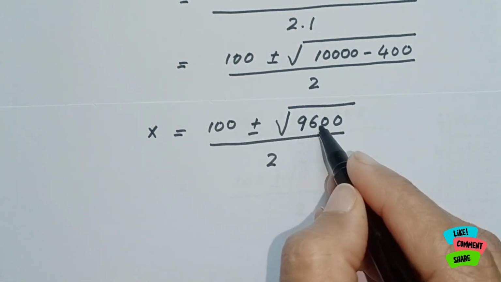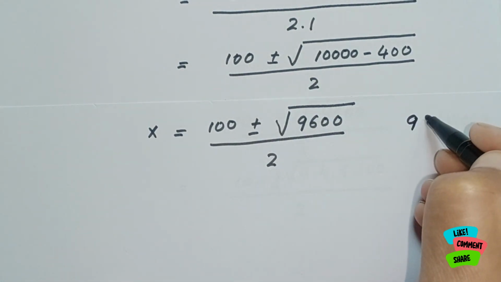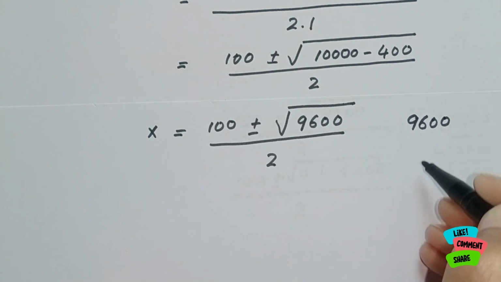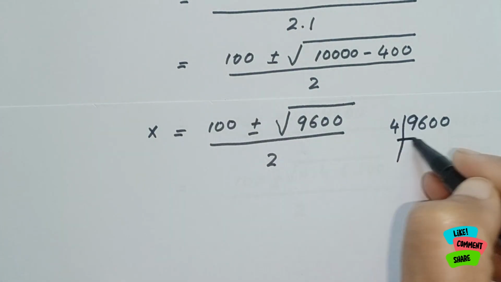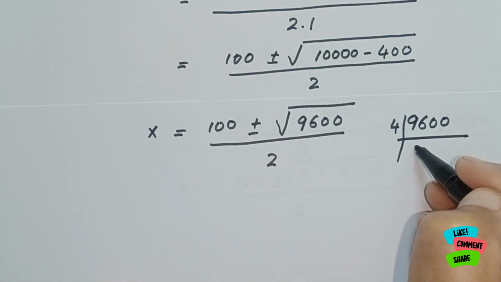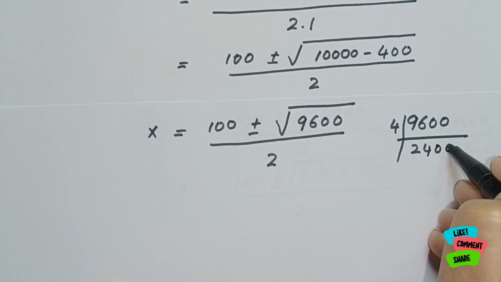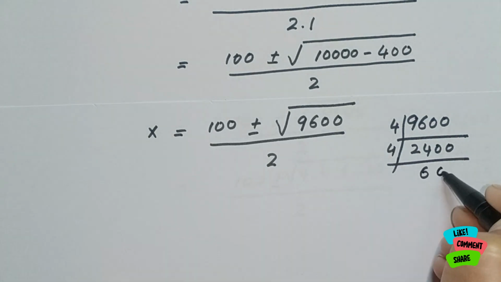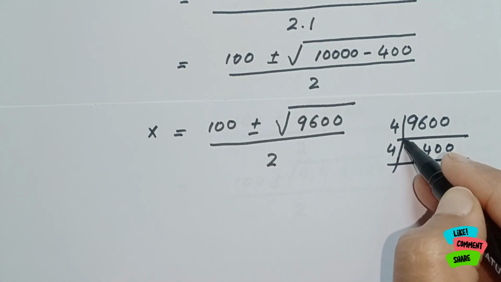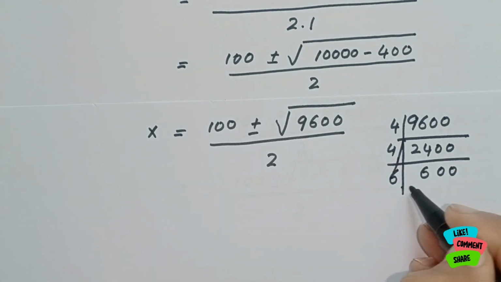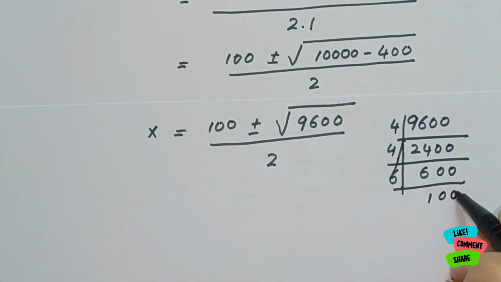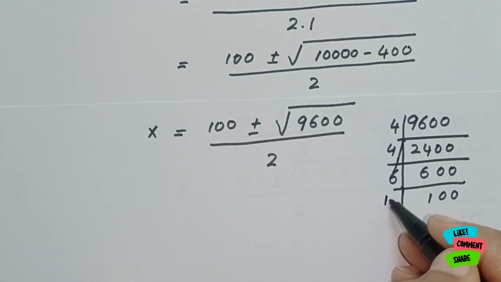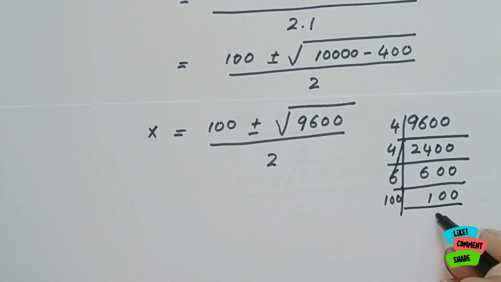So this value here, 9,600, we will divide it by 4. It will give 2,400. Again we will divide it by 4. We will get 600. 600 we will divide by 6, we will get 100. 100 divided by 100 will give 1. So we will write these values here.